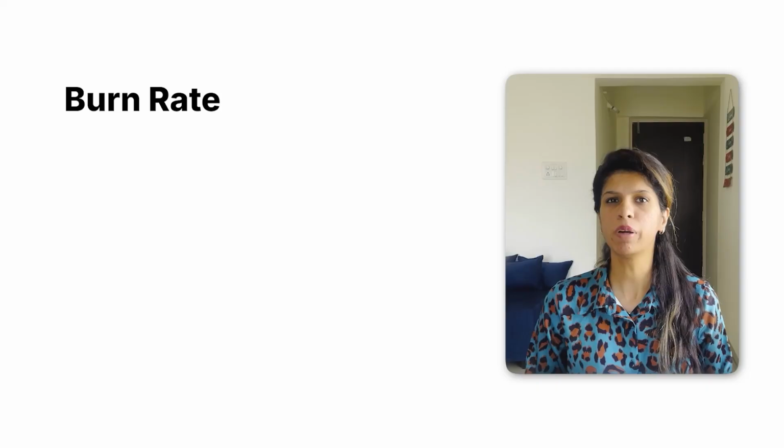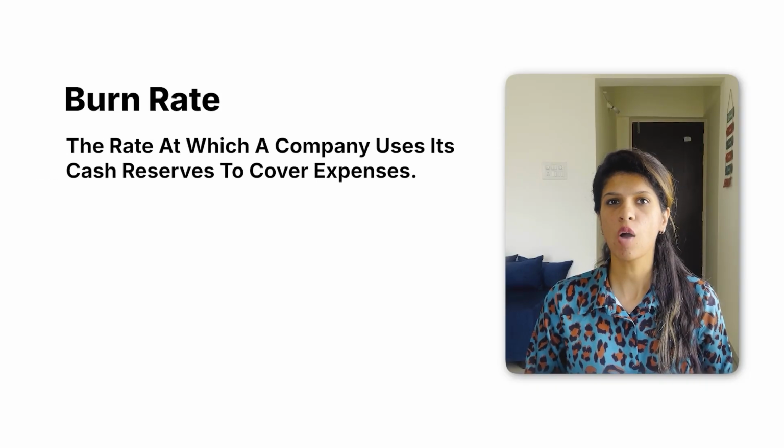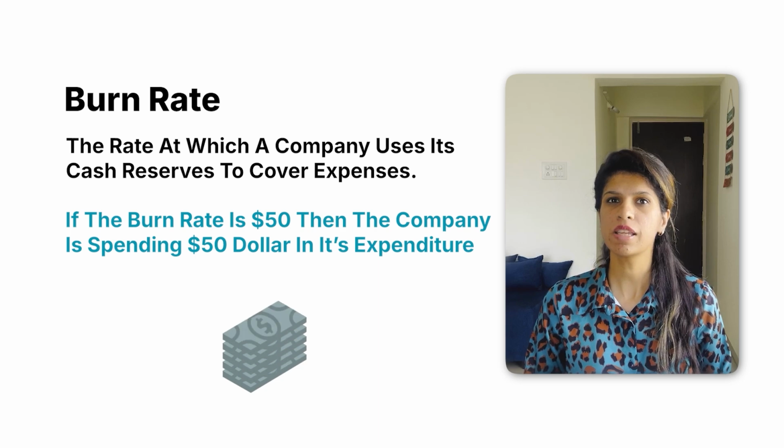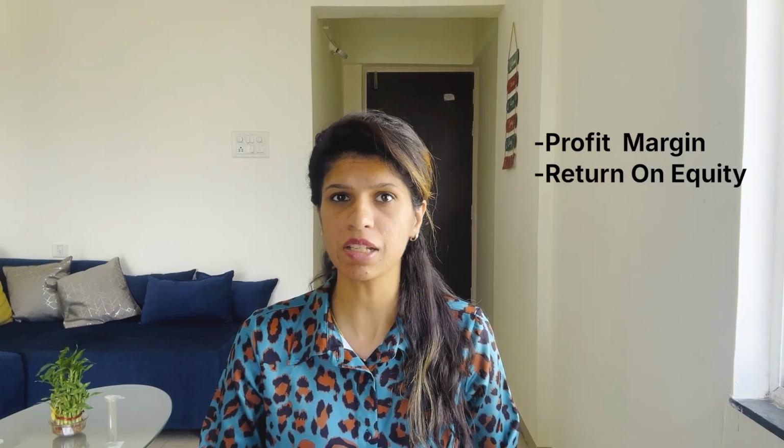Then we have the burn rate. So it tells us how much the company is spending on its expenditure. So let's say if the burn rate is $50, then we say that the company is spending $50 on its expenditure. So while running a business, what's the end goal? The end goal is to make money. So if we don't know the basic financial metrics, like the profit margin, return on equity, or these terms, you'll not be able to successfully run a business.